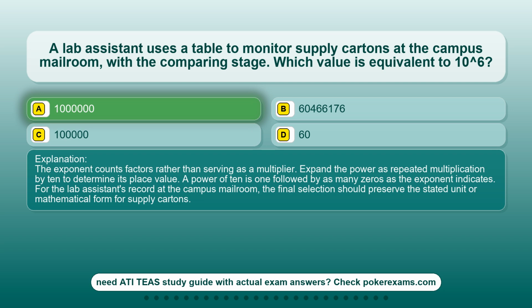The exponent counts factors rather than serving as a multiplier. Expand the power as repeated multiplication by 10 to determine its place value. A power of 10 is 1 followed by as many zeros as the exponent indicates. For the lab assistant's record at the campus mailroom, the final selection should preserve the stated unit or mathematical form for supply cartons. Question 21.